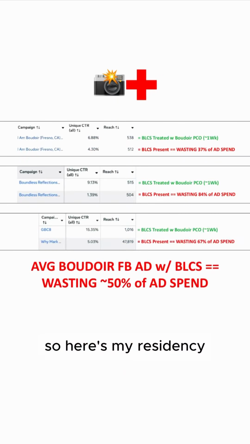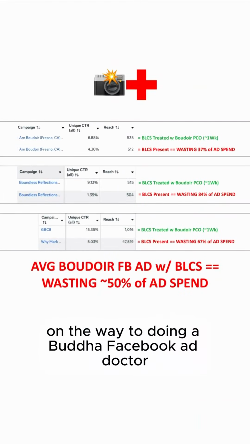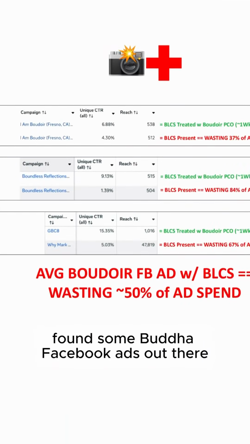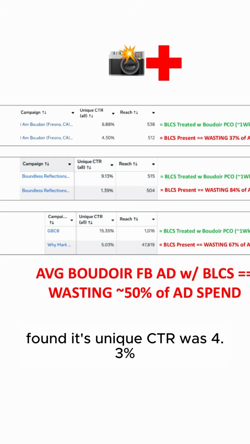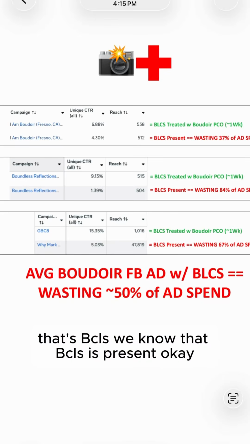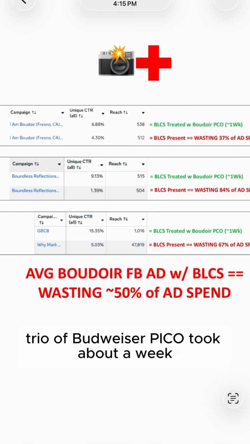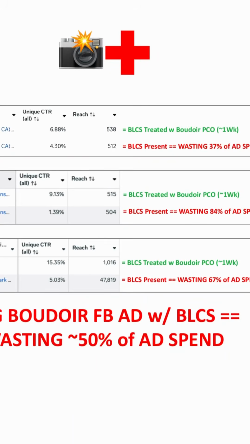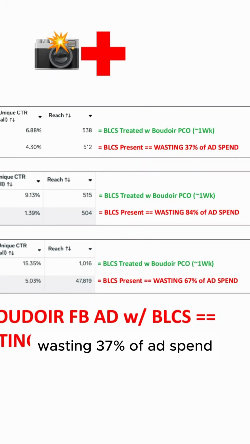So here's my residency on the way to doing Boudoir Facebook Ad Doctor. First thing, went out, found some boudoir Facebook ads out there, pulled the first one into my hospital, tested it, found its unique CTR was 4.3%. That's unique CTR under 6%, that's BLCS. So we know that BLCS is present. So I duplicated it, treated with Boudoir Pico, took about a week, got the unique CTR up to 6.88%. So we found out that the original boudoir Facebook ad was wasting 37% of ad spend.